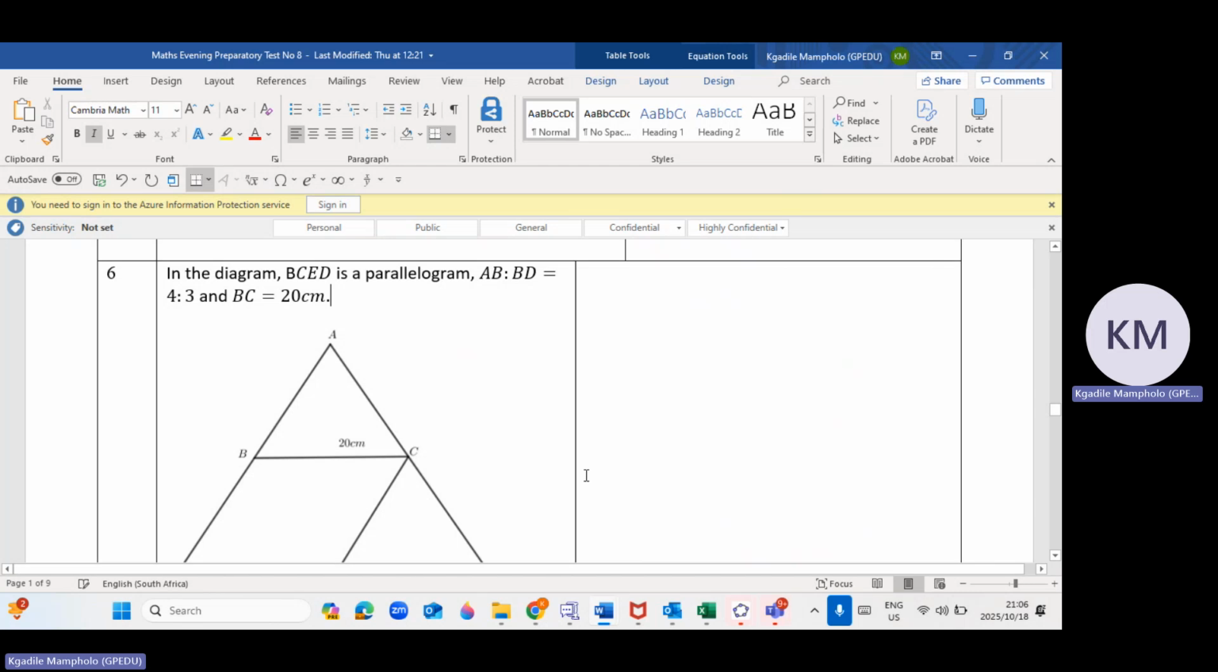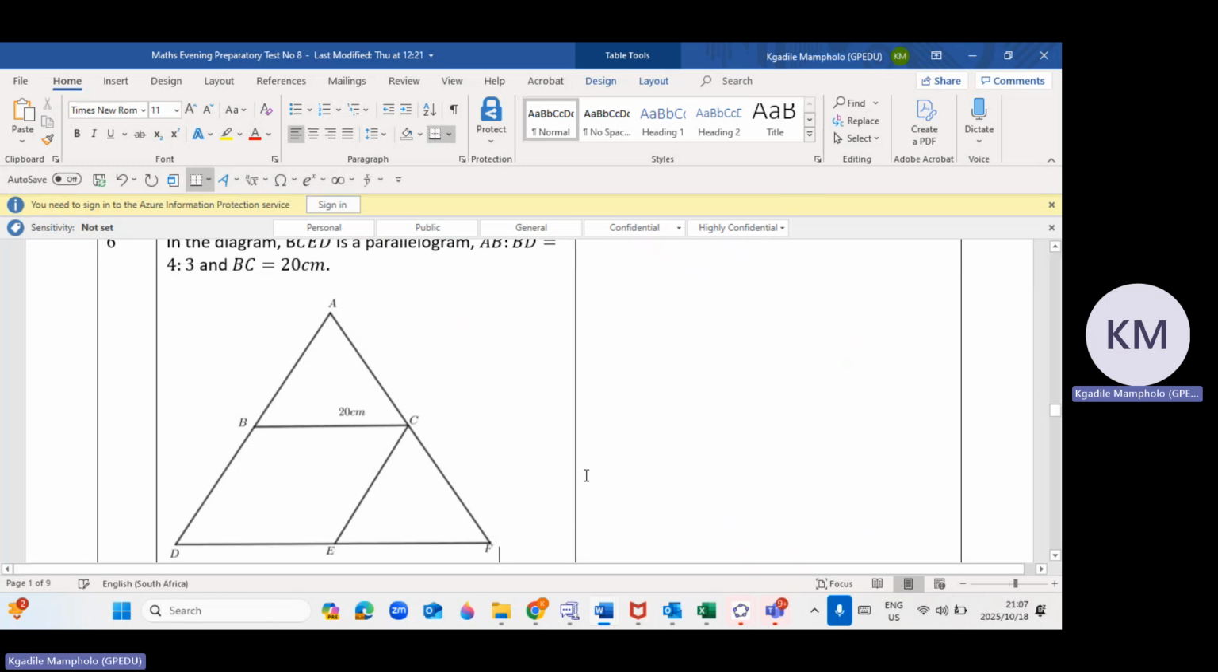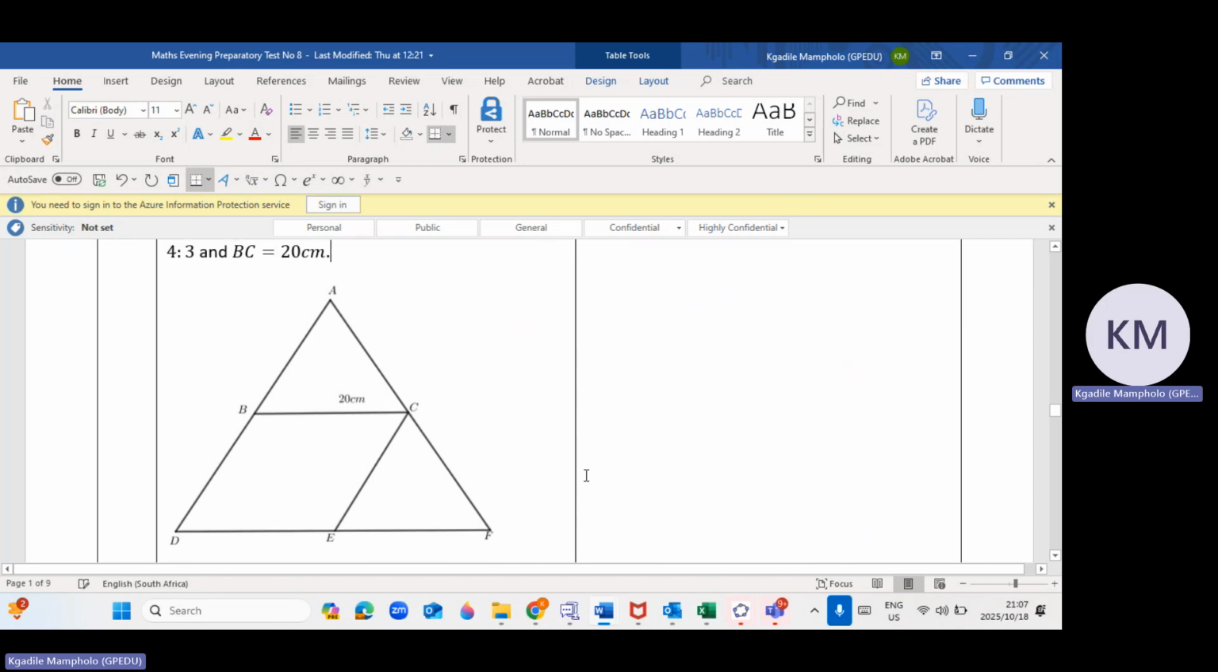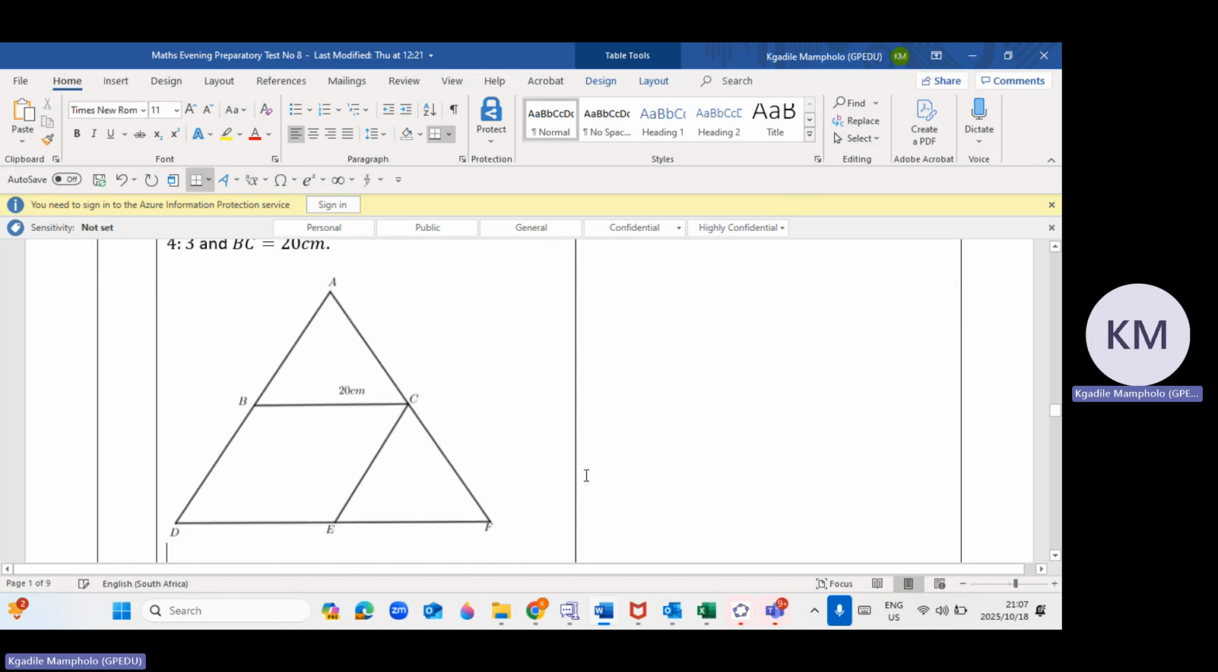Now, number 6. In the diagram, BCED is a parallelogram. The ratio of AB is to BD is 4:3. Then BC is 20 centimeter. Remember, here there are no arrows, but we know that if we are told that this is a parallelogram, opposites are parallel. In other words, BC is parallel to DE and also DF, because D, E, F are collinear. So they are parallel, and also CE is parallel to AD.